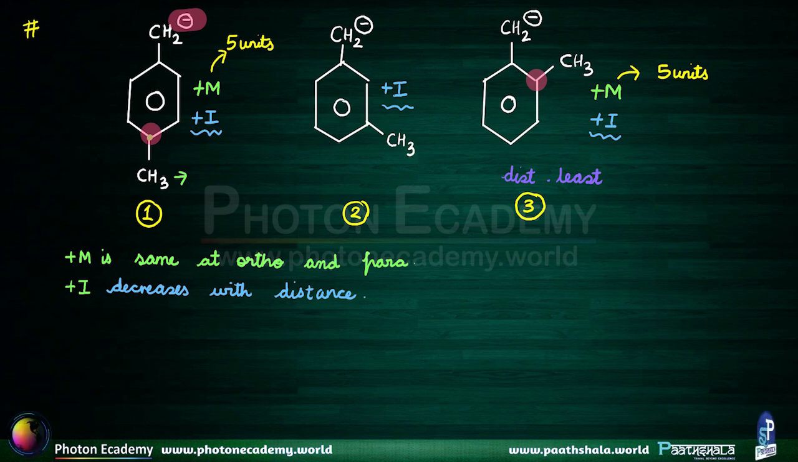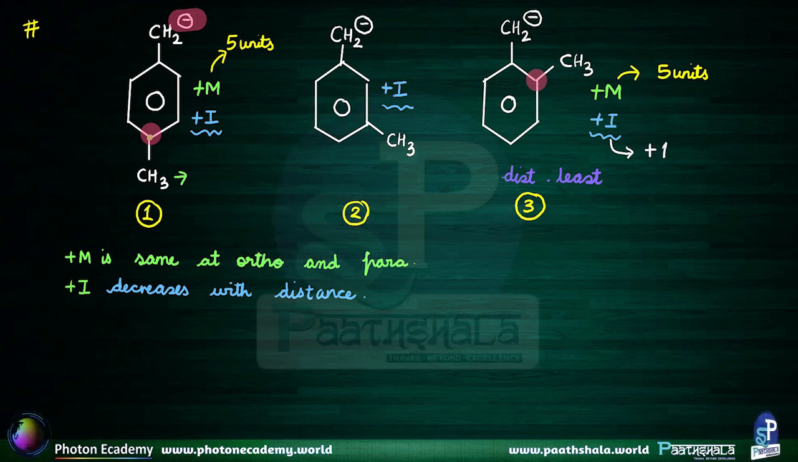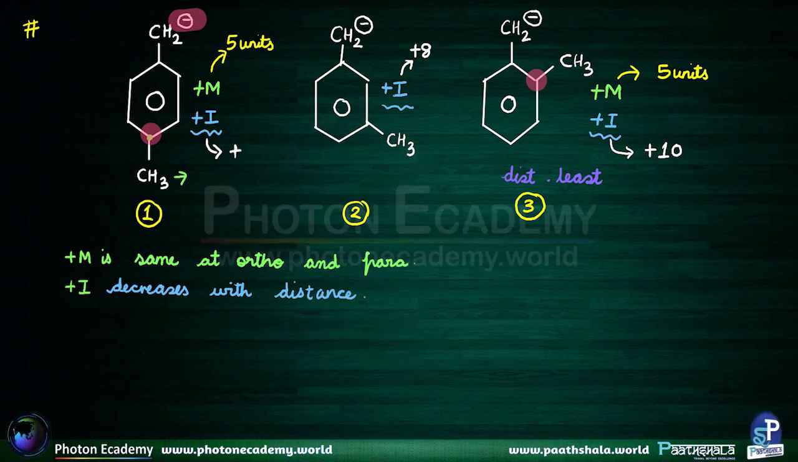So if I give a number to the plus I, this one is going to give the maximum plus I. Let us say it is giving a plus 10. This is giving a little less, so let us take it as plus 8. And this is giving the least plus I, so let us take it as plus 6, just decreasing 2 in each. In the third one, the plus I is highest because the distance is the least.